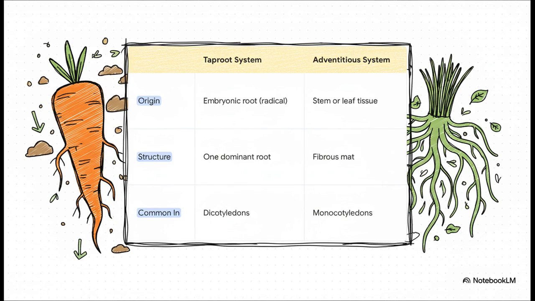Okay, let's put them side by side to really lock this in. So, to recap, taproots start from the embryo's radicle. Adventitious roots, they grow from the stem or leaves. Structurally, taproots have one main anchor, while adventitious systems form that fibrous mat. And this is the core difference between dicots, like our carrots, and monocots, like grasses. Just two completely different strategies for survival.